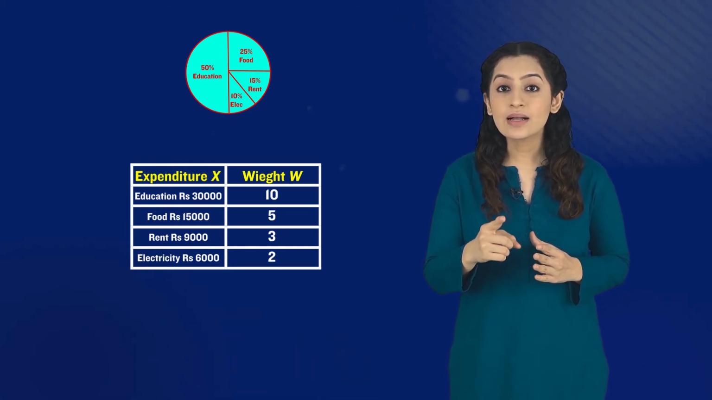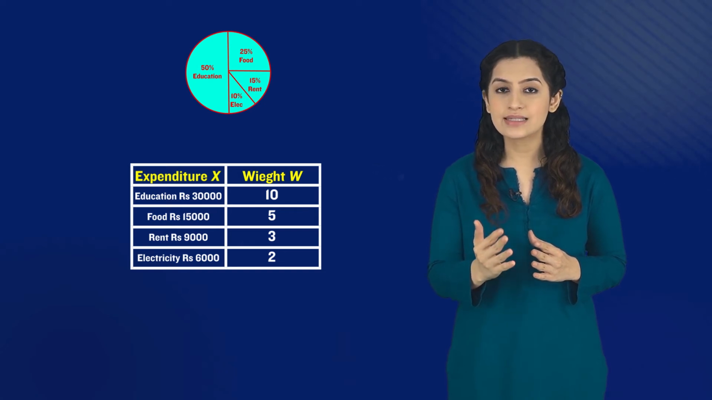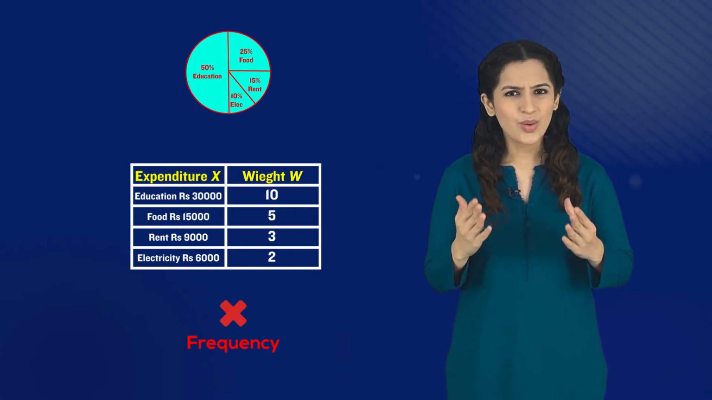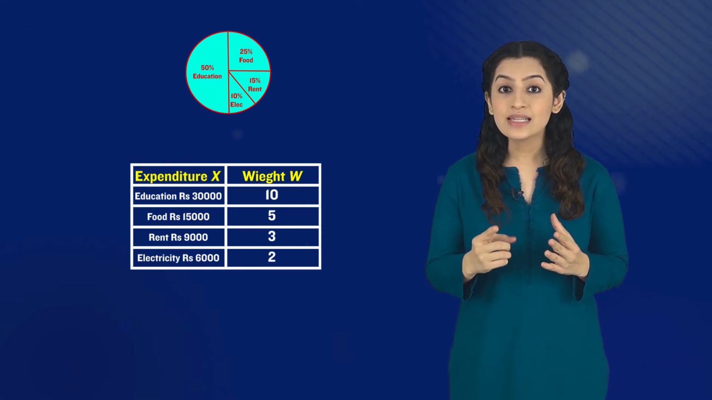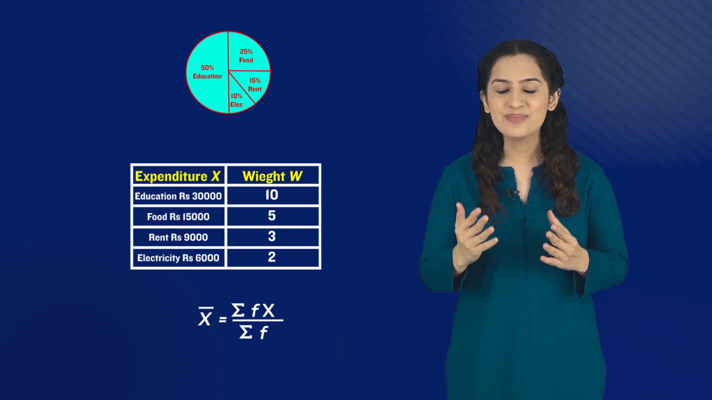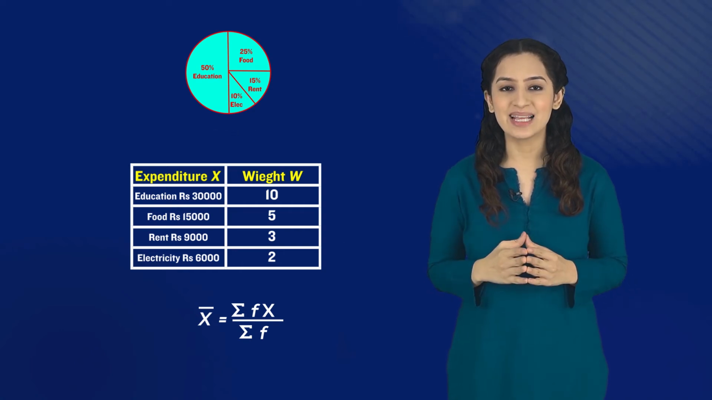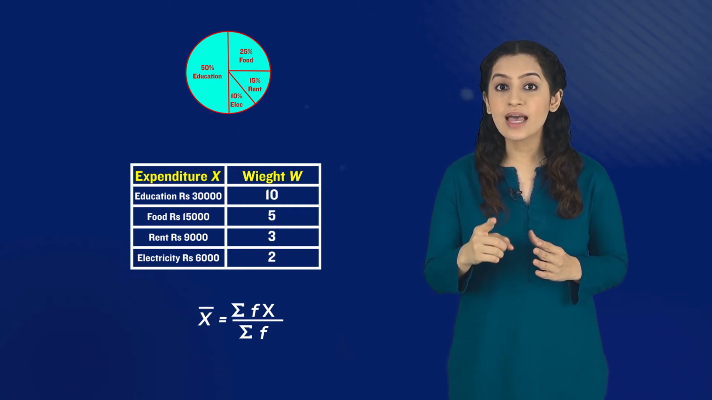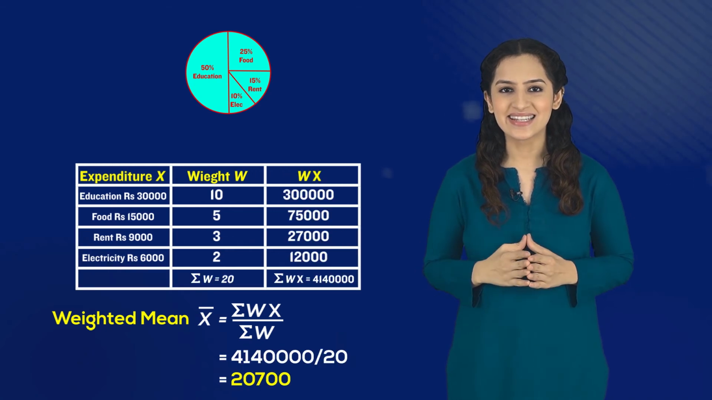What you will need is something called a weighted mean, which is an average where each value has a specific weight assigned to it instead of frequency. Want to know something exciting? The formula for weighted mean is the same as that of simple arithmetic mean. Well, almost the same. Instead of frequency f, we'll have weight w here. And the rest is history.